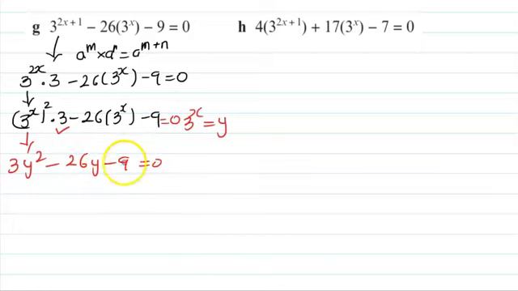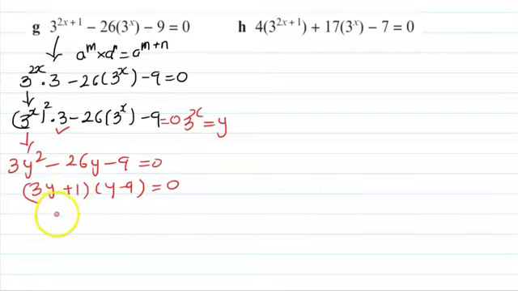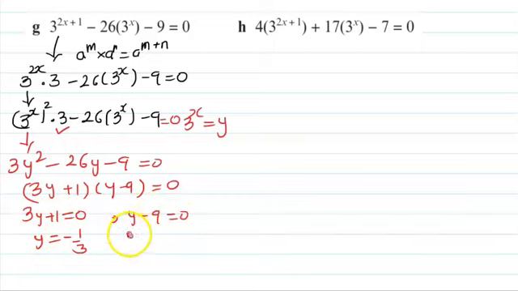Is that okay? Now, what will be the factors? What will be the value of y here? Guys, the factors are 3y plus 1 and y minus 9 equal to 0. So if you put 3y plus 1 equal to 0, we get y equal to minus 1 over 3. And here, y minus 9 equal to 0, you got y equal to 9. Is that fine?